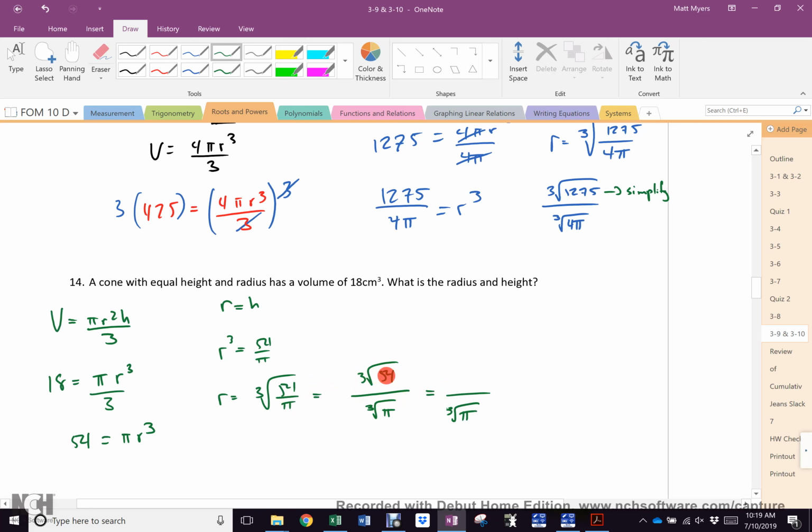And up here, you'd simplify that. Of course, that's 27 times 2, so it's 3 cube root 2. And everybody should be good.